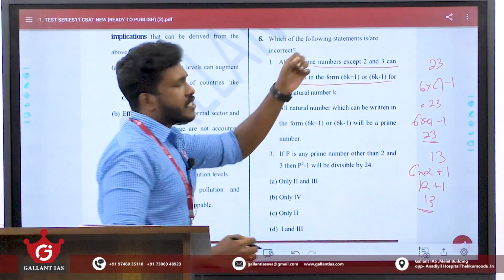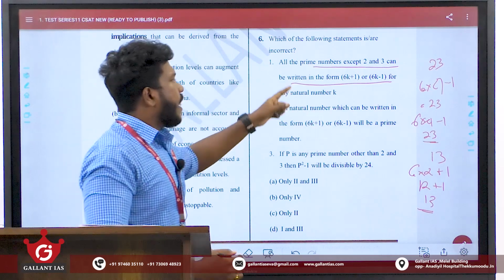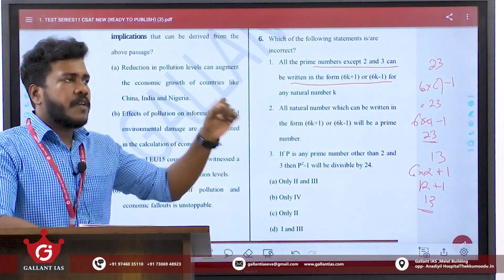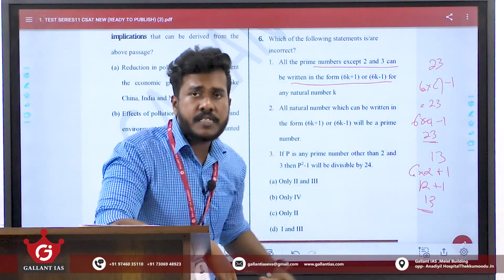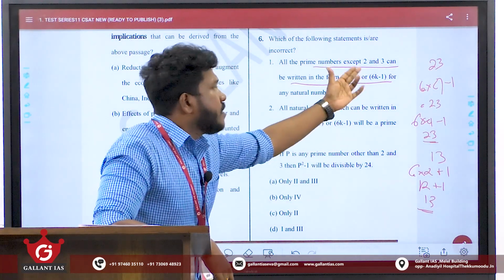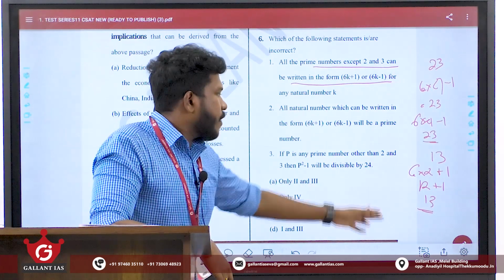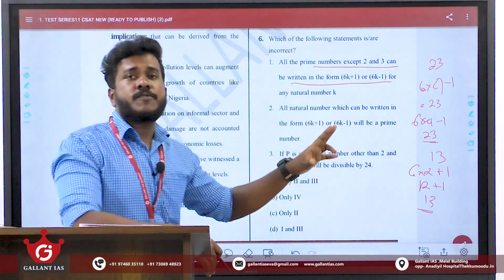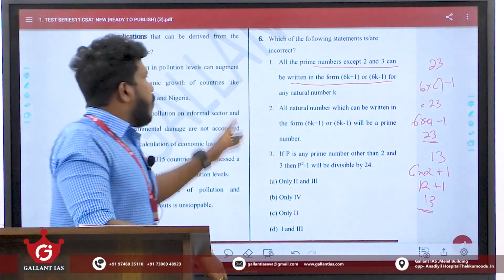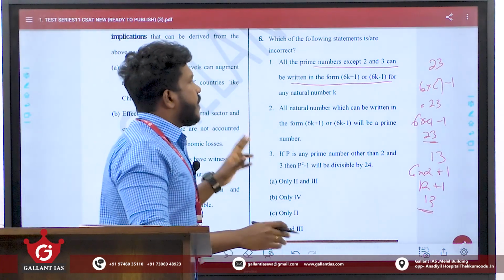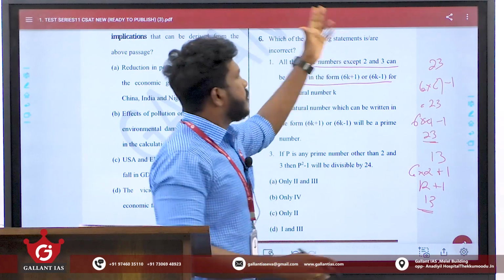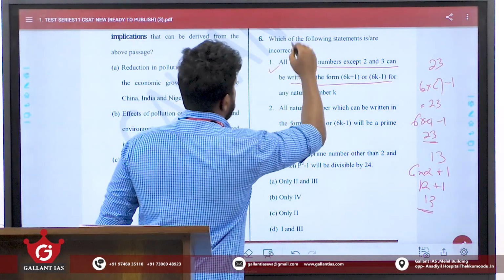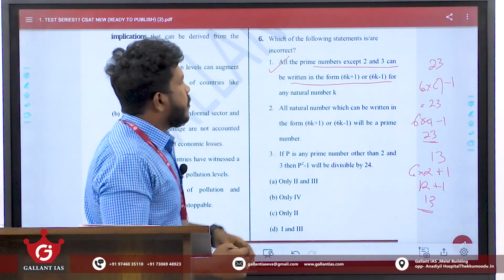So that means if you are assuming any prime number, you can write it either in the form of 6k plus 1 or in the form of 6k minus 1. For example, 23 can be written in the form of 6 into 4 minus 1, but 13 can be written in the form of 6 into 2 plus 1. So all the prime numbers except 2 and 3 can be written either in the form of 6k plus 1 or 6k minus 1. That's actually the correct statement. Statement 1 is correct.